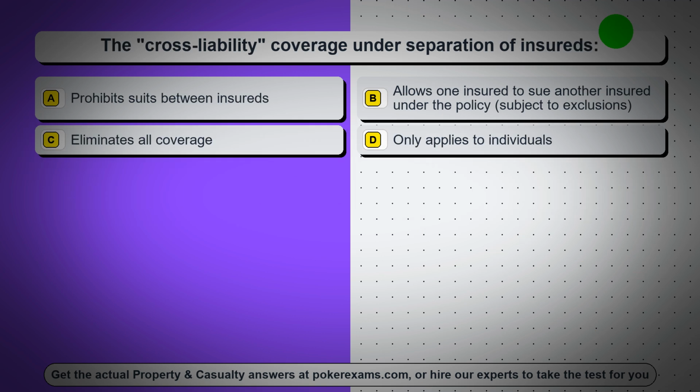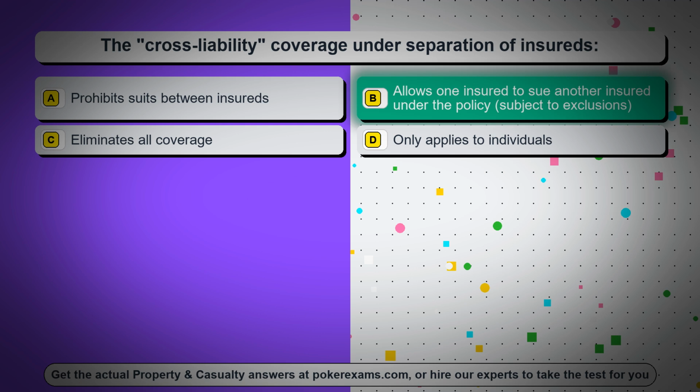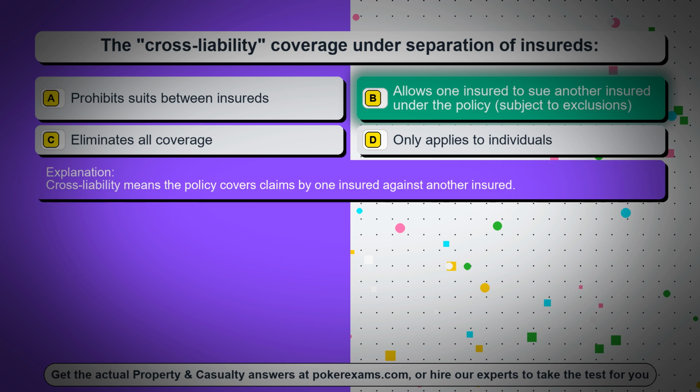Question 62. The cross-liability coverage under separation of insureds: Option A, prohibits suits between insureds. Option B, allows one insured to sue another insured under the policy, subject to exclusions. Option C, eliminates all coverage. Option D, only applies to individuals. The correct answer is option B, allows one insured to sue another insured under the policy, subject to exclusions. Cross-liability means the policy covers claims by one insured against another insured.